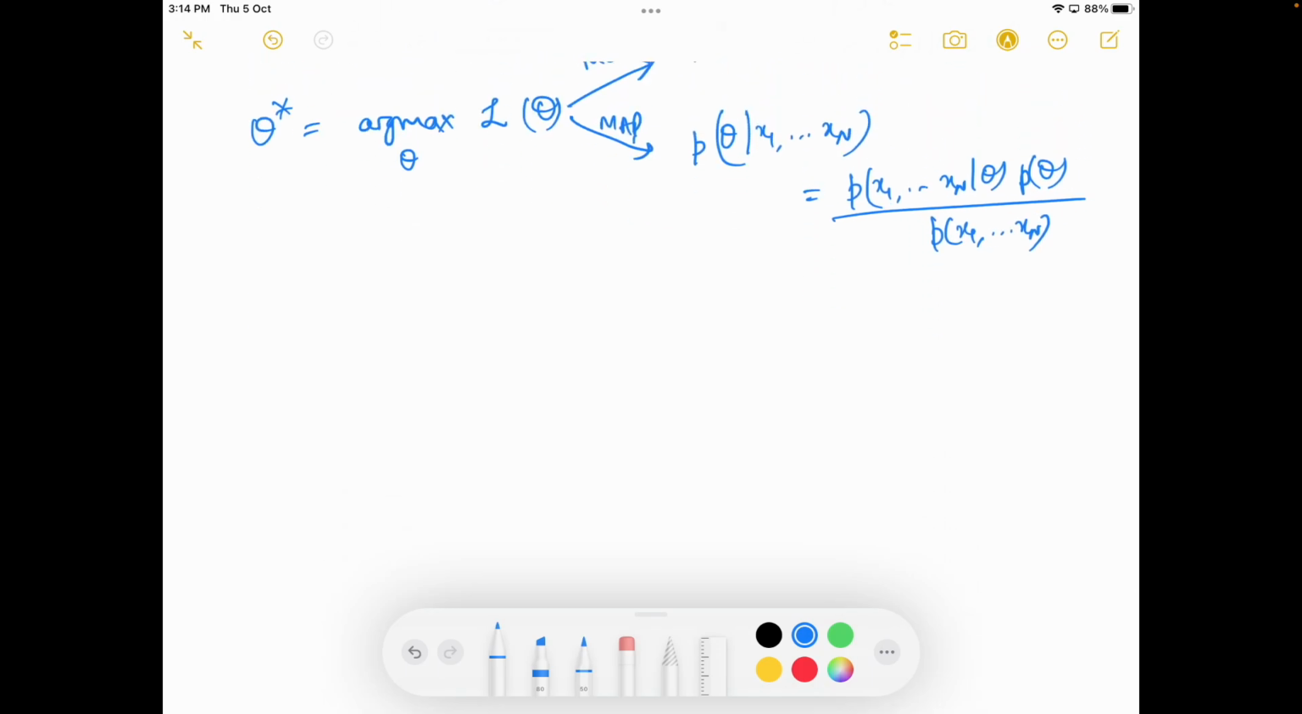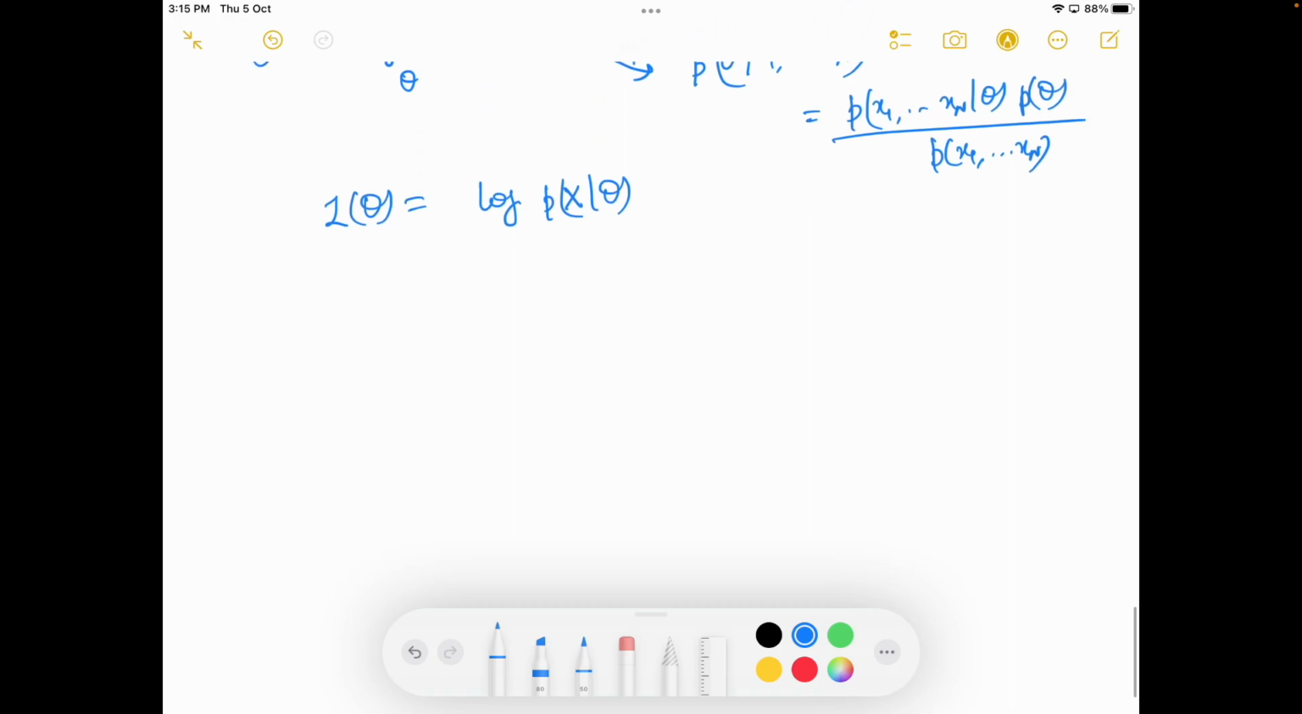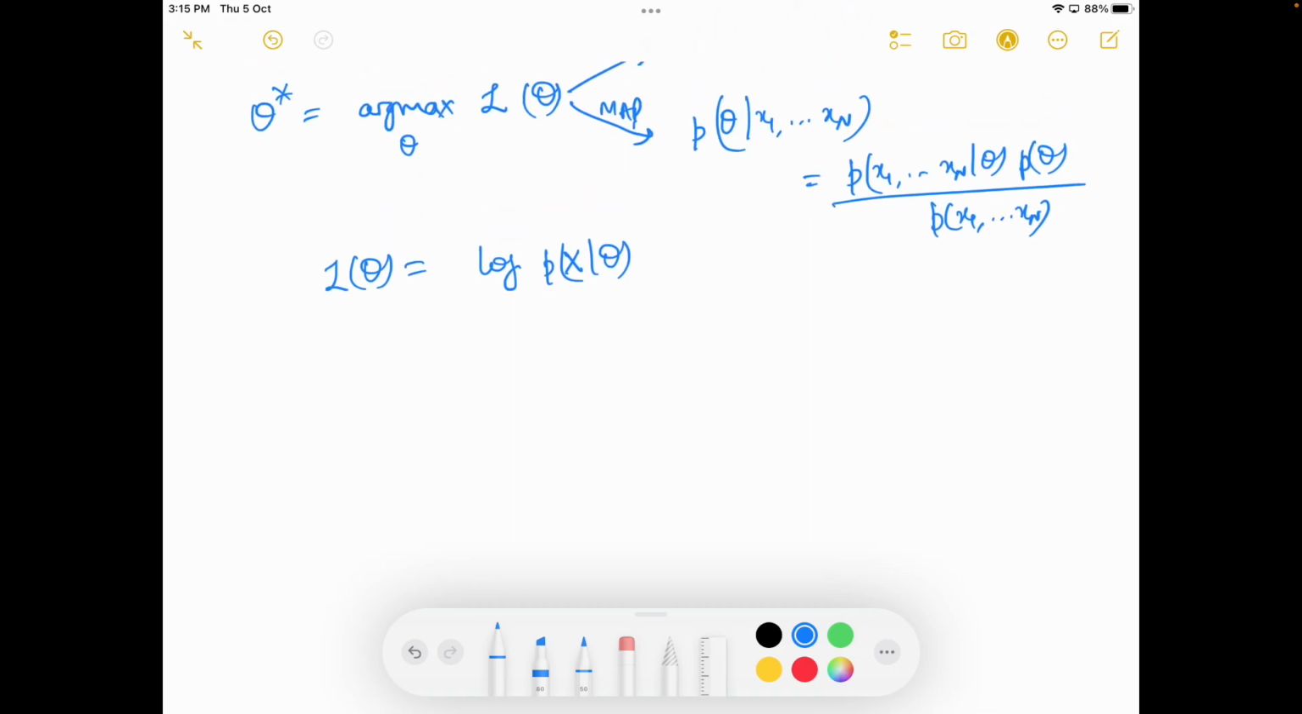So my L theta is the likelihood in this case, the probability of. Let's take it as log likelihood. I'm just doing one simplification. Instead of writing the entire x1 to xn, I'm writing just capital X. Just a short form, nothing new. Now, there is no z here. How do I introduce z in my equations?